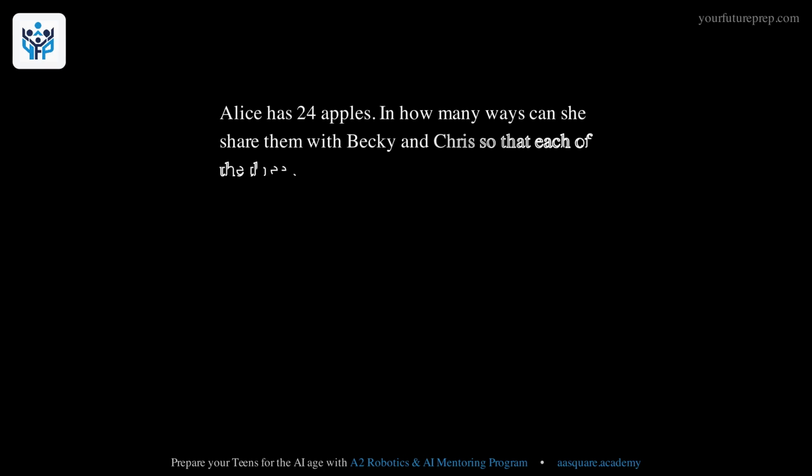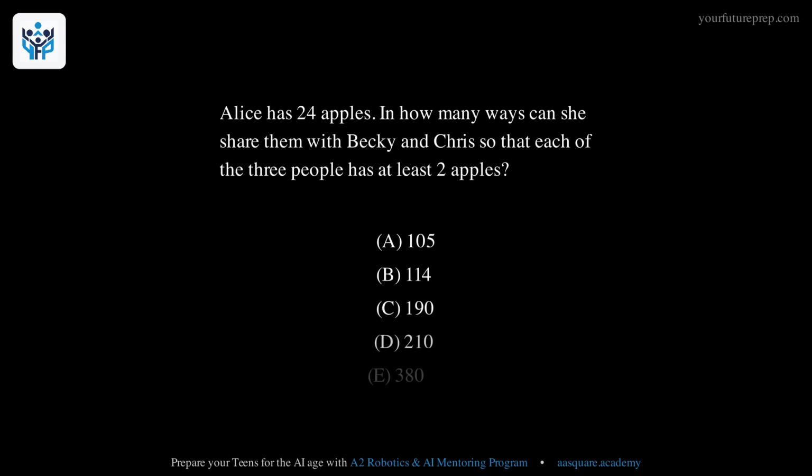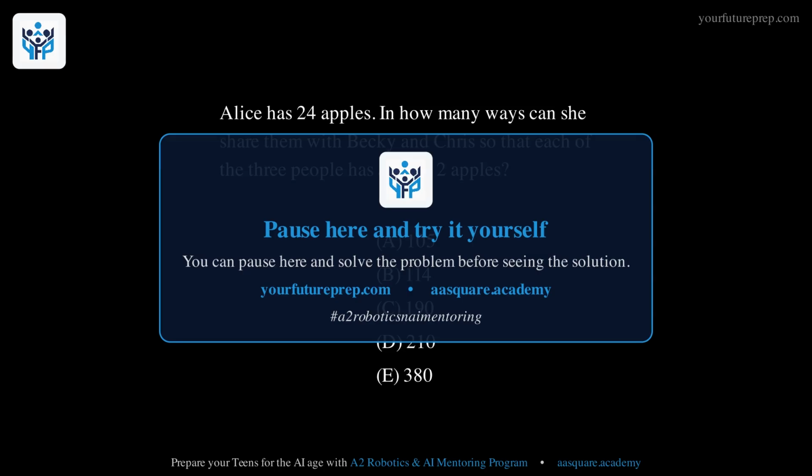Alice has 24 apples. In how many ways can she share them with Becky and Chris so that each of the three people has at least 2 apples? A. 105. B. 114. C. 190. D. 210. E. 380. You can pause here and solve the problem before seeing the solution.